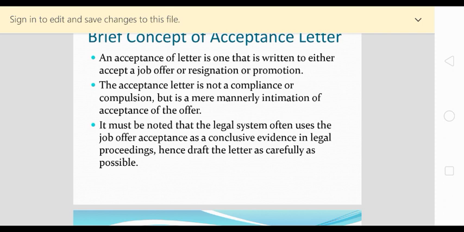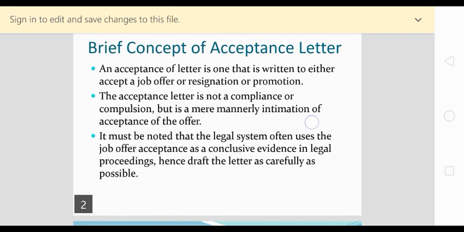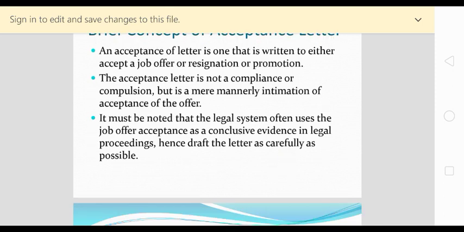Or you are in charge of some organization and somebody gives a resignation letter. If you accept that letter, that can also be termed an acceptance letter: yes, his resignation has been accepted. Or in the case of promotion, somebody wants a promotion and you endorse it, that also comes in the form of an acceptance letter. There are several other forms, but these three are the major ones: a job offer, a resignation, or a promotion.